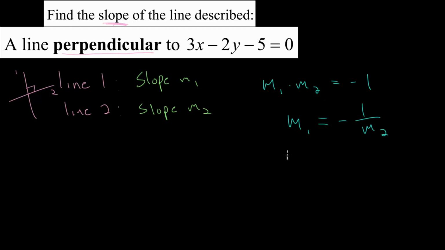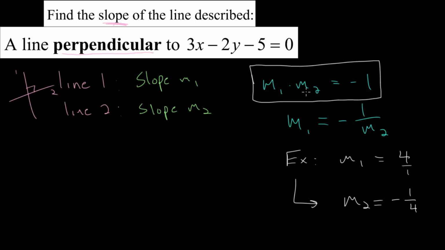So let's say, as an example, that m1 is 4. Then m2, basically we take the opposite of it, we make it negative, and we flip the fraction. So now it's -1/4. And if we multiply these together, notice we do get back -1. So this is the general property of perpendicular lines, that the product of their slopes is -1. I won't prove this in this video, but you can assume that this is true. And from here, we just need to figure out the slope of this line, and then we can use this property to find the slope of the line we're looking for.